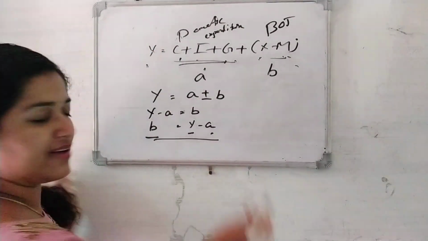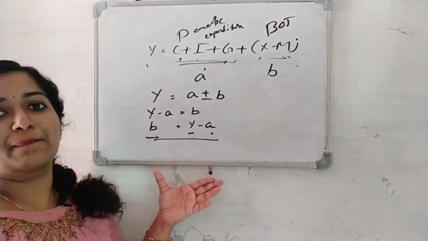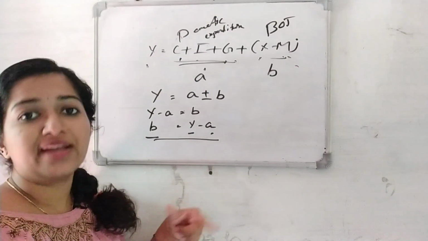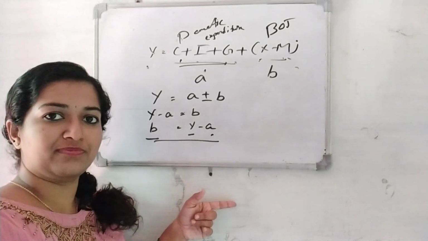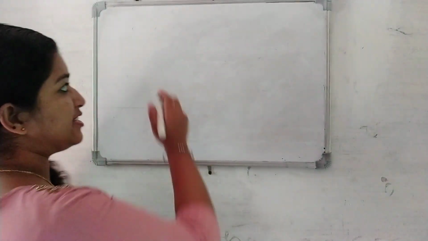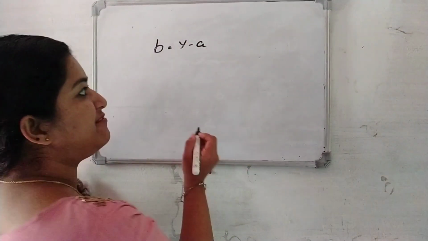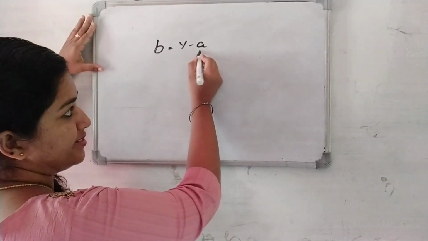So B is equal to Y minus A, where B is the balance of trade. It is the difference between national income and domestic expenditure. B is equal to Y minus A.